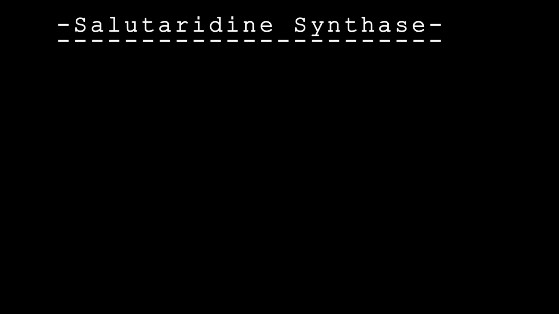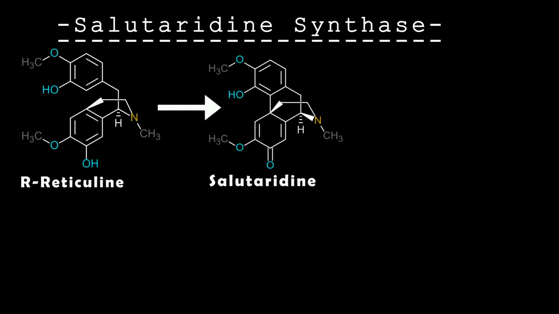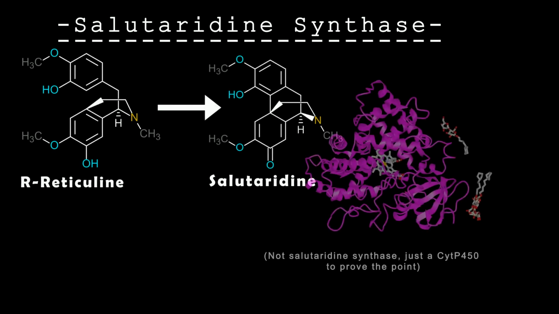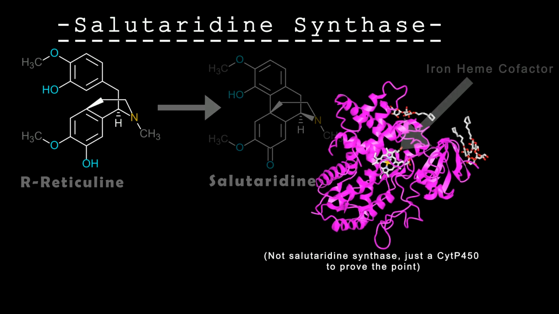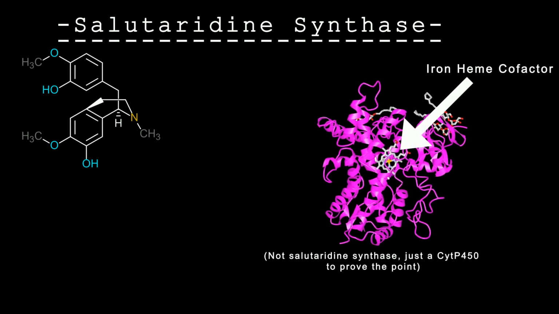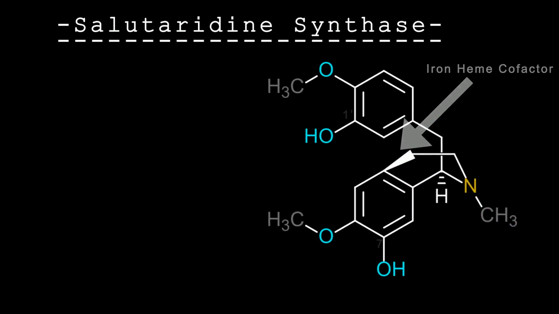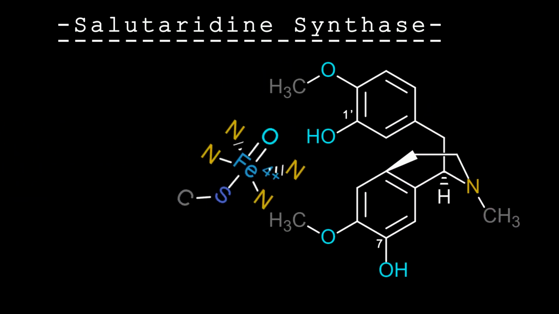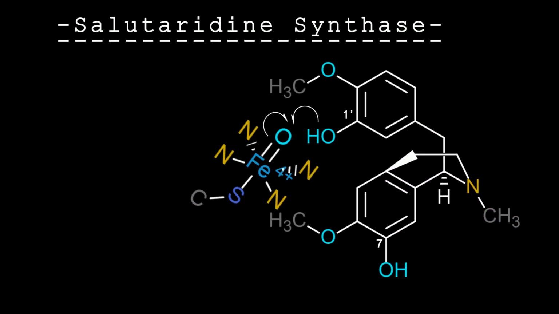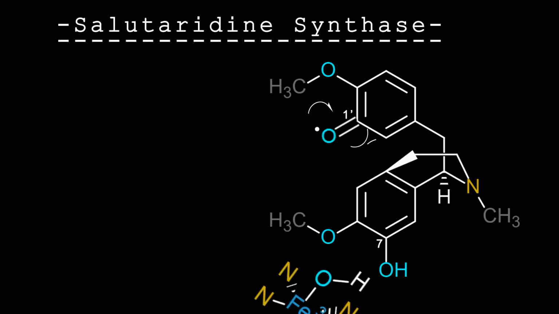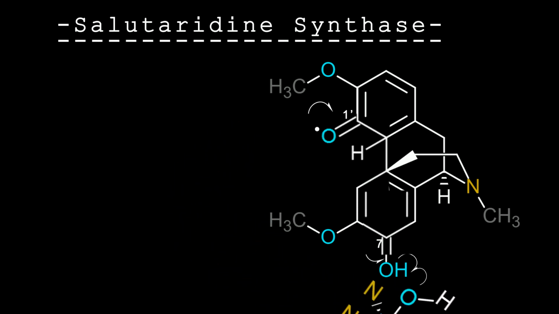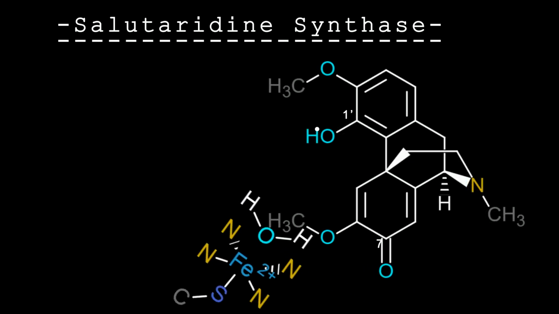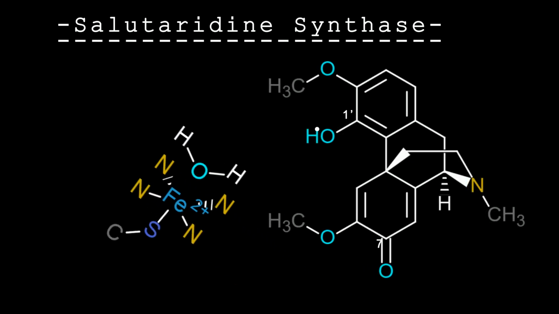The role of salutaridine synthase is the conversion of R-reticulene into salutaridine. Salutaridine synthase is a cytochrome P450 and as such contains an iron heme group. The hydroxyl at the 1' position is attacked first of all by iron 4+ from the heme group. Immediately afterwards, the hydroxyl at position 7 is further oxidized by iron 3+ from the heme group.